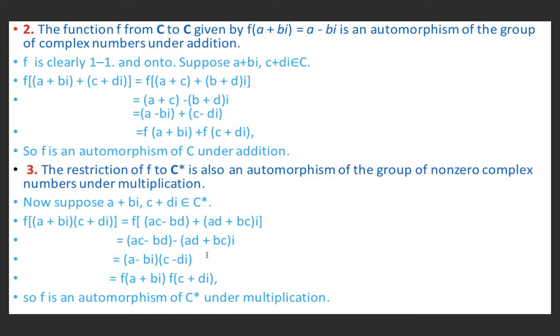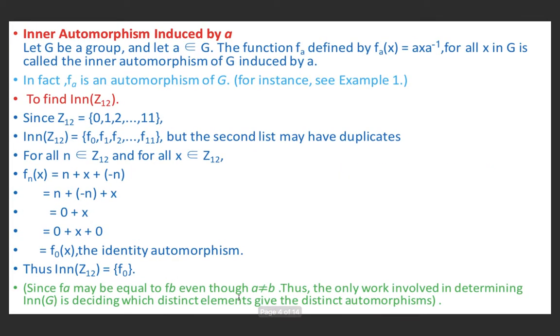You can check that this multiplication is equal to ac minus bd minus (ad plus bc) iota by simple multiplication. And a minus b iota is f of a plus b iota, and c minus d iota is f of c plus d iota. This is by this definition. It means f preserves the group operation, which is multiplication in here. Also f is 1-1 and onto. So f is an automorphism of C star under multiplication.